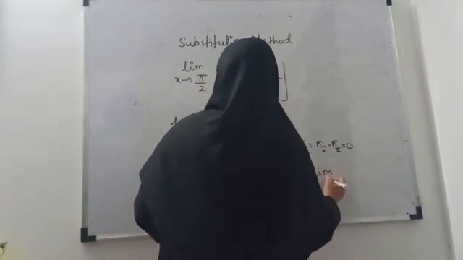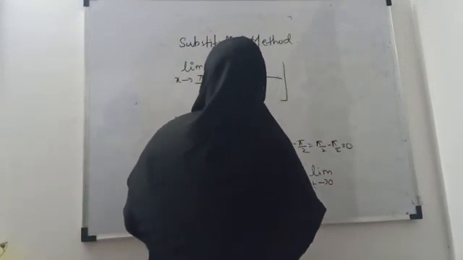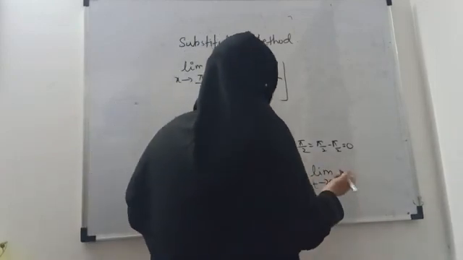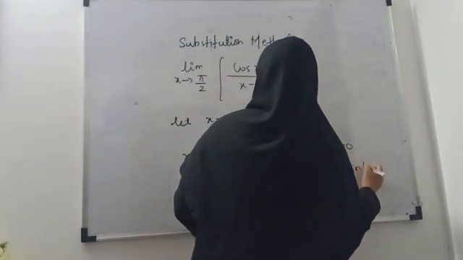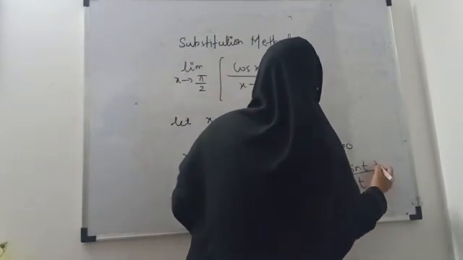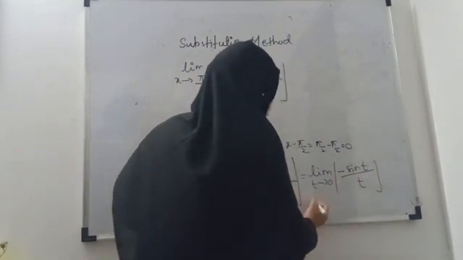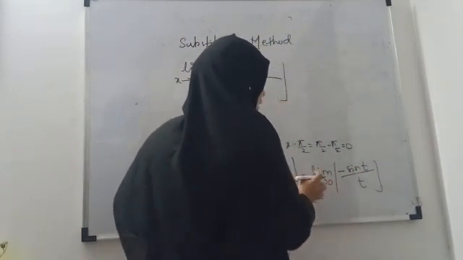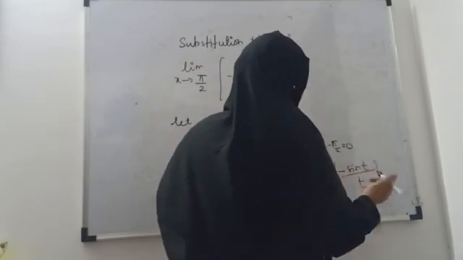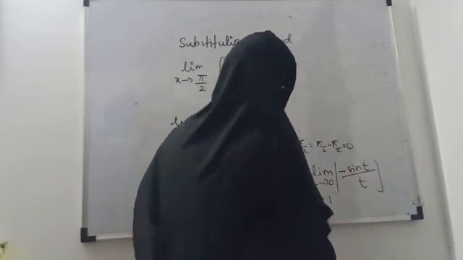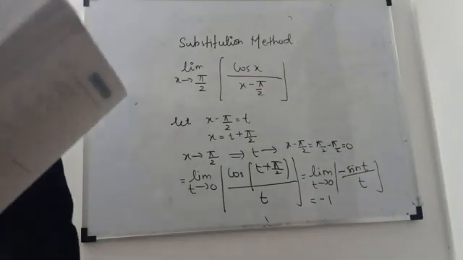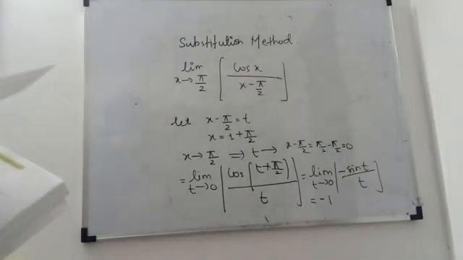So this is equal to limit t tends to 0, cos of t plus pi by 2, which is minus sin t upon t. Now take the minus out, limit t tends to 0, sin t upon t is equal to 1. So the answer is equal to minus 1. Okay. So this is how the substitution method works. We will take one more problem based on this.